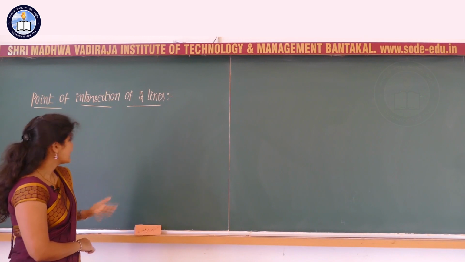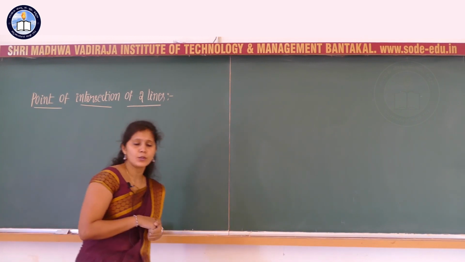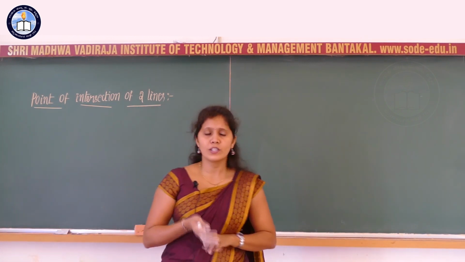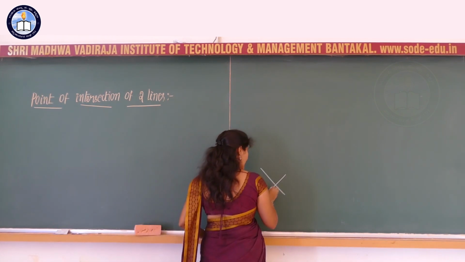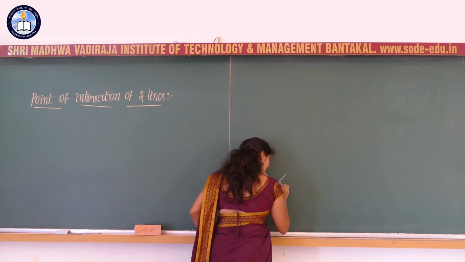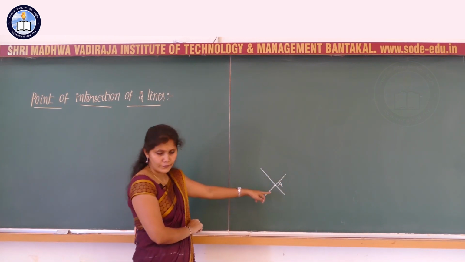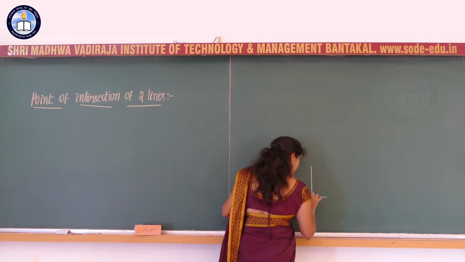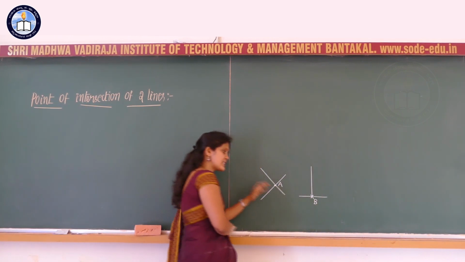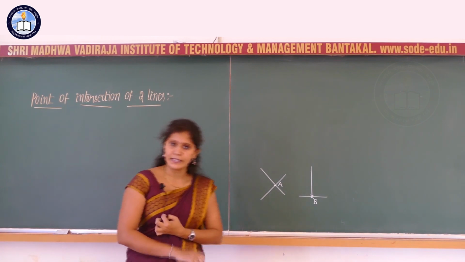So if two lines are given, how to find out the point of intersection? What is meant by the point of intersection? If you are considering these two lines, so then this point A, I can write it as point of intersection. Or if you are having the lines of this pattern, then this point B is considered as point of intersection.